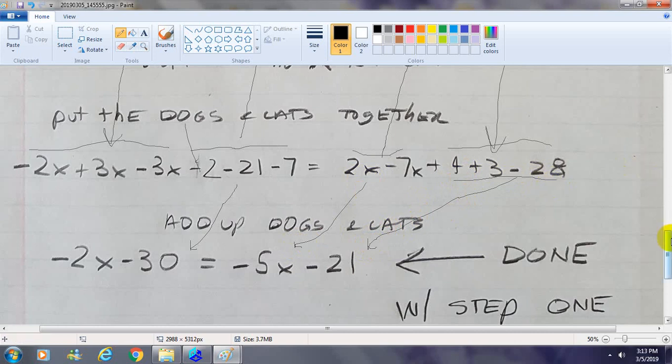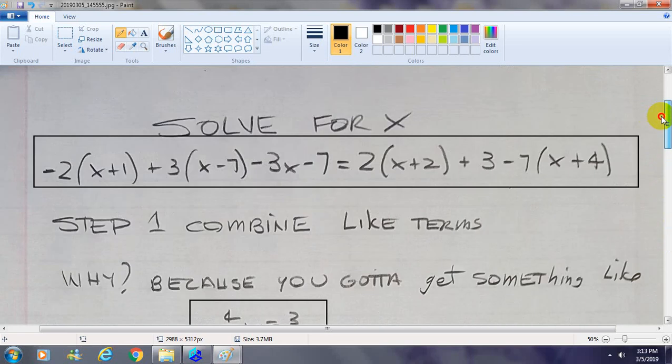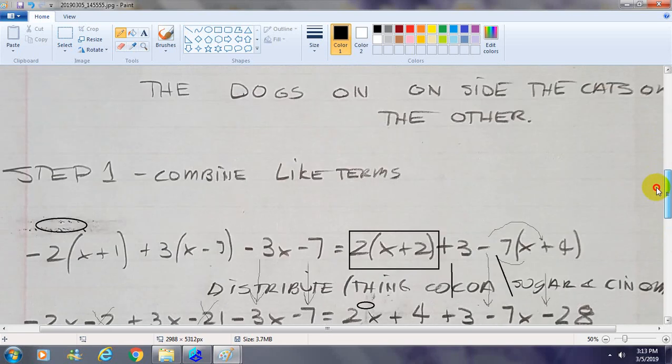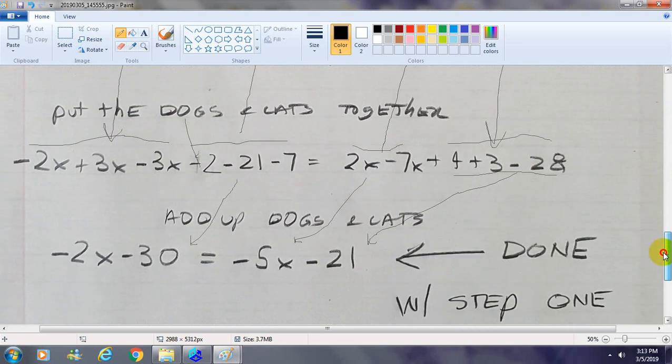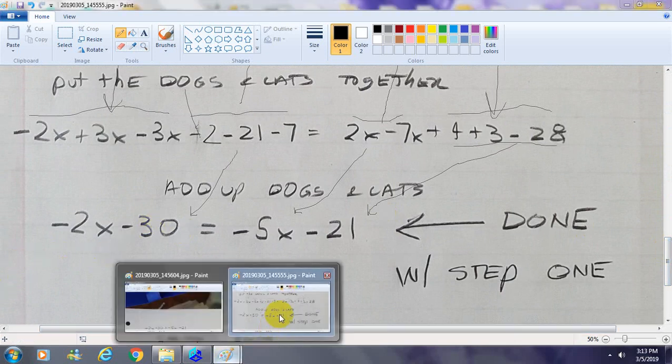Oh yeah, I'm sorry to say, it's the first of 3 steps. But this is the one where you're going to make most of the mistakes. This is the one where you're combining like terms, okay, and you're distributing. So now you're done with step 1. Okay? So this is what you got. So now let's move on to the last 2 steps.